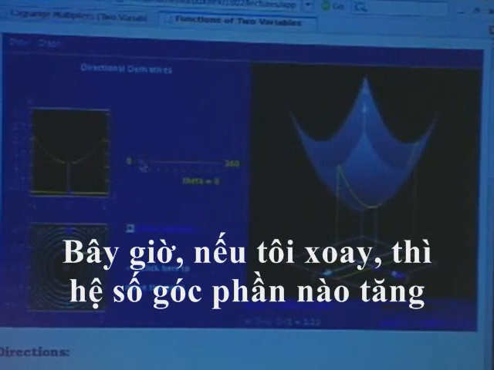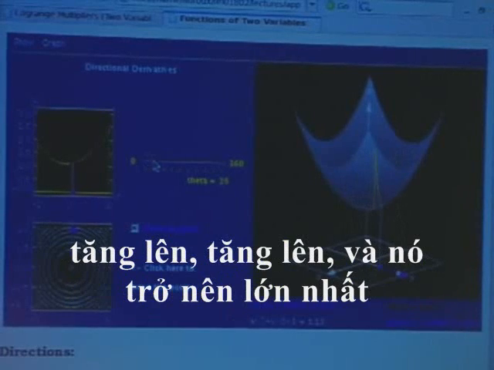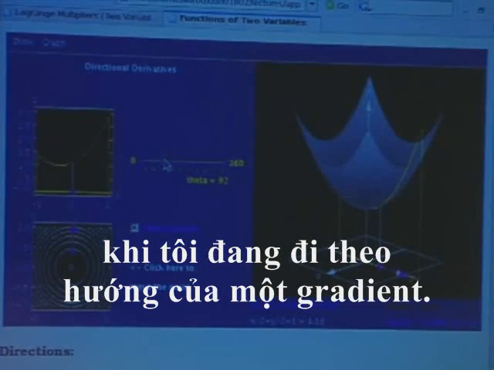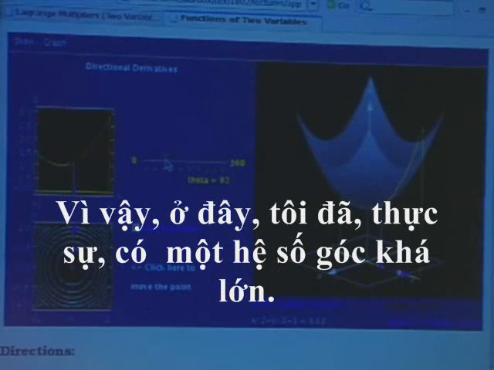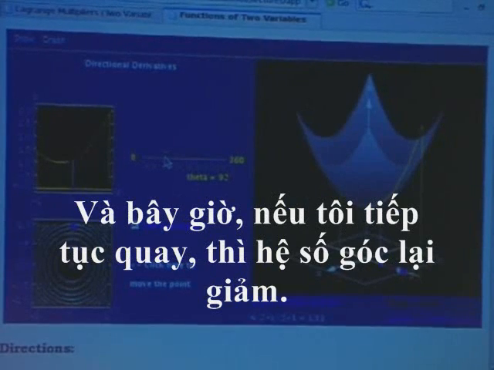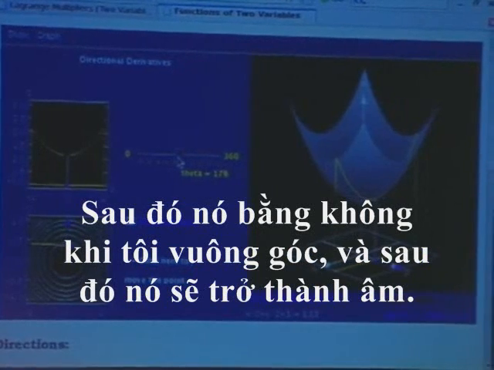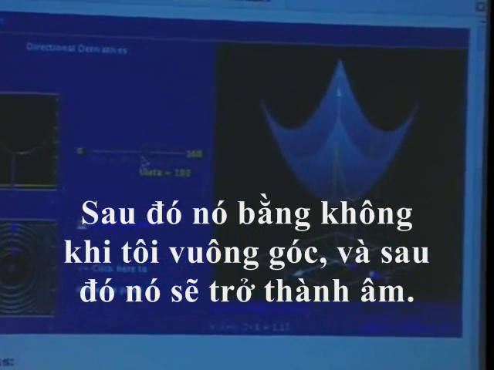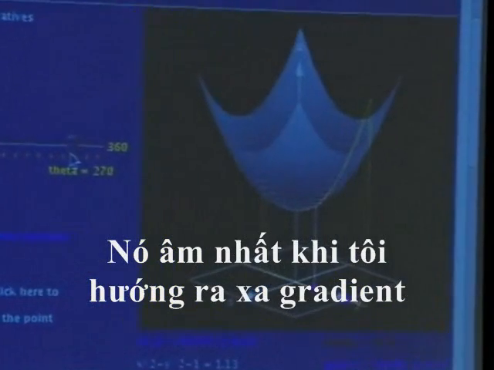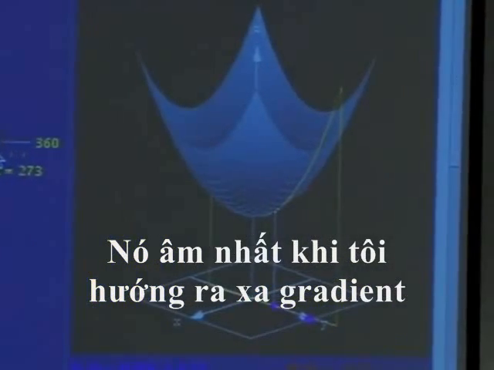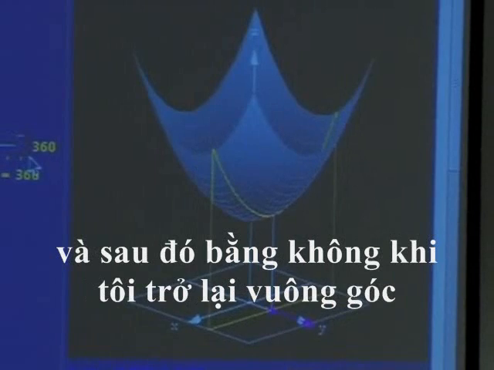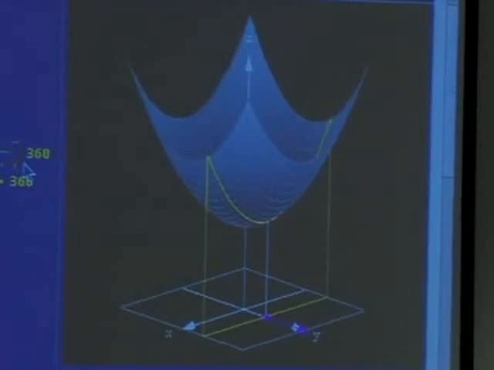Now, if I rotate, then the slope slowly increases, and it becomes the largest when I'm going in the direction of the gradient. So here I have actually a pretty big slope. And now if I keep rotating, then the slope will decrease again. Then it becomes 0 when I'm perpendicular, and then it becomes negative. It's the most negative when I'm pointing away from the gradient, and then becomes 0 again when I'm back perpendicular.